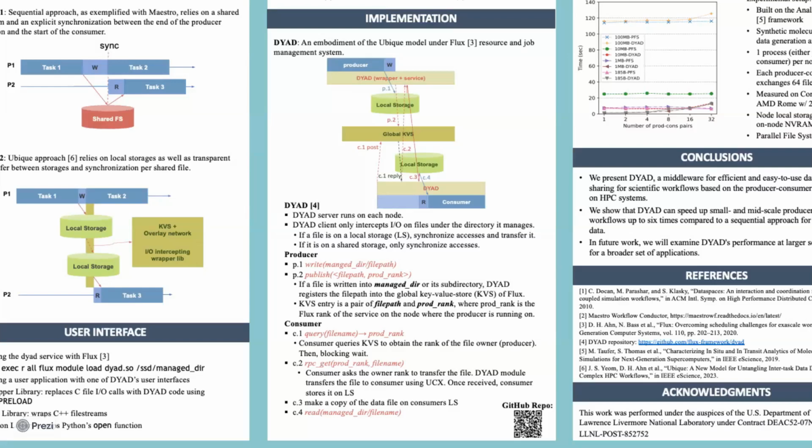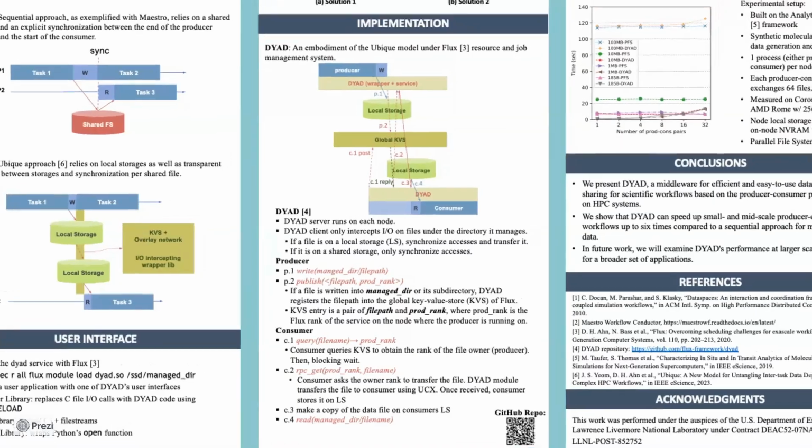At runtime, the DYAD clients linked to producers will save metadata for produced files to the Flux key value store. The DYAD clients linked to consumers will then read the metadata for requested files. If a requested file is on a different node, the consumer's client will contact the server using Flux's remote procedure call component to initiate a UCX-based transfer of the file.